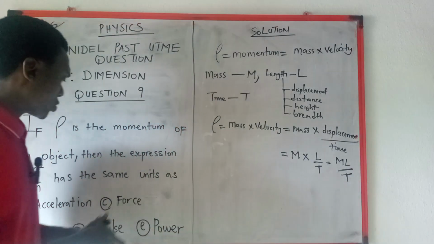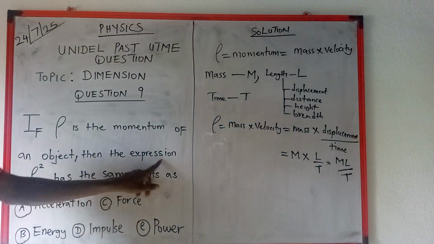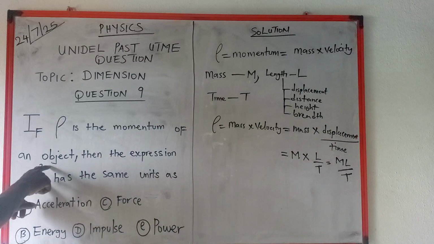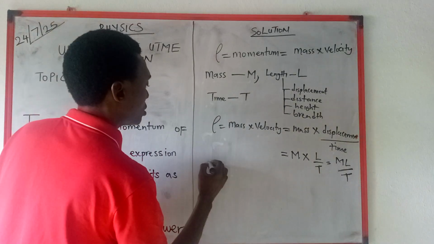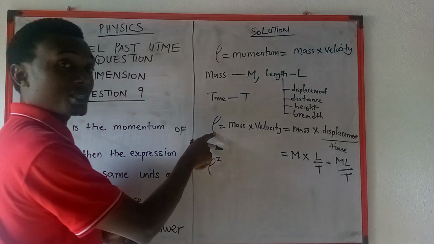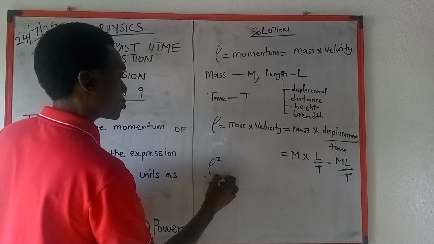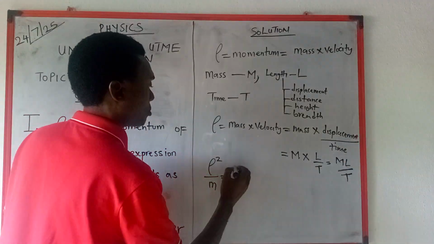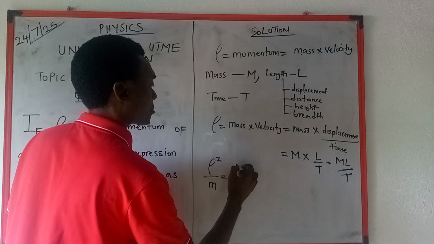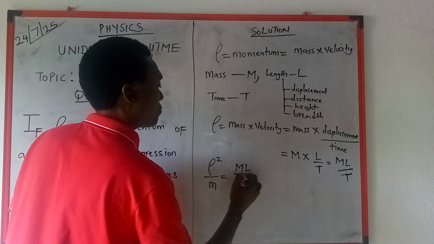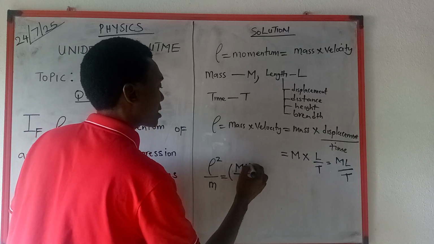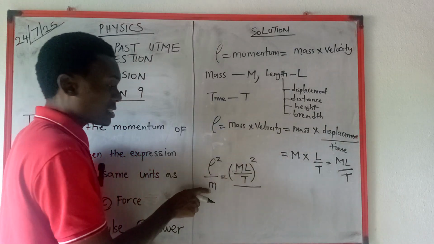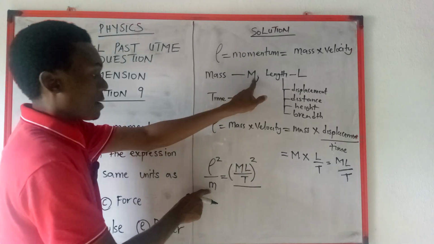Now you go back to the question. The question says, then the expression, this symbol here, square over m, meaning I'm going to do the square of this over m. This m here is mass. So now here is going to be M L over T, close your bracket, put the square, over, what is the dimension of mass? M.